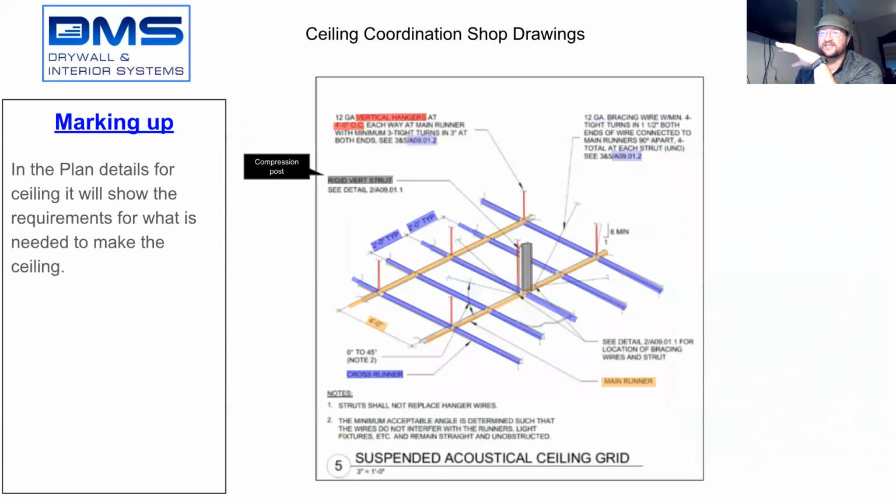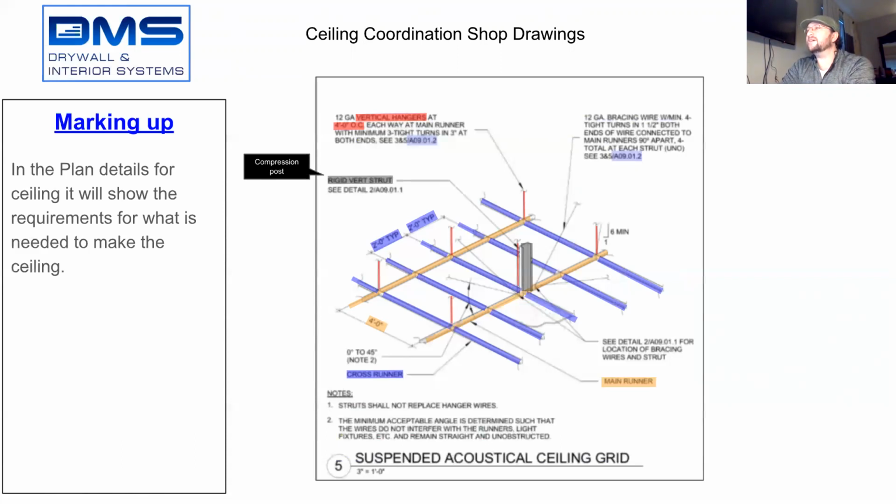Now to determine how your ceiling is going to be marked up, in your set of drawings, there's details. And it will show the requirements for what's needed to make the ceiling. So in this example, you'll see the orange lines, this is detail number 5 on one of the pages. You'll see the main runners identified that I've highlighted in orange. The cross runners are blue. And you'll see over on the side it says 2 foot typical.